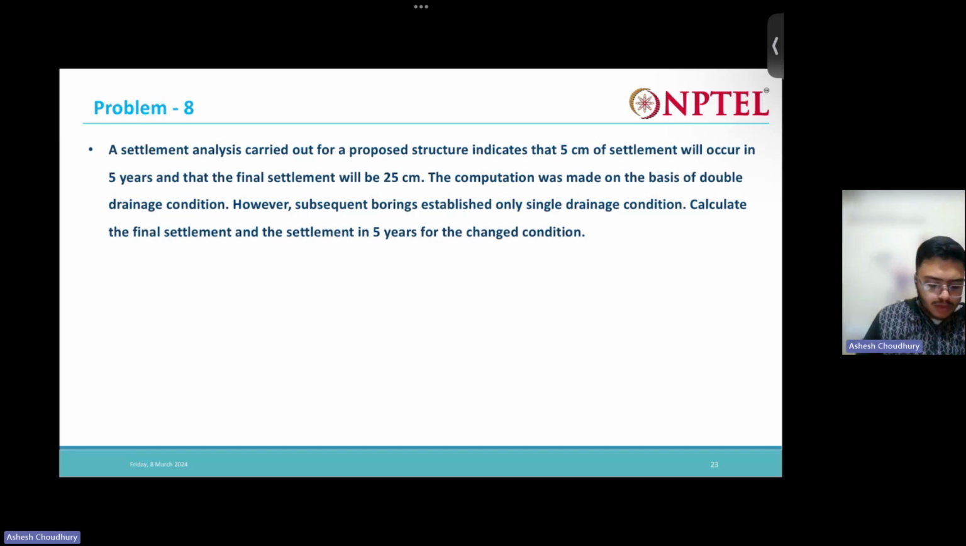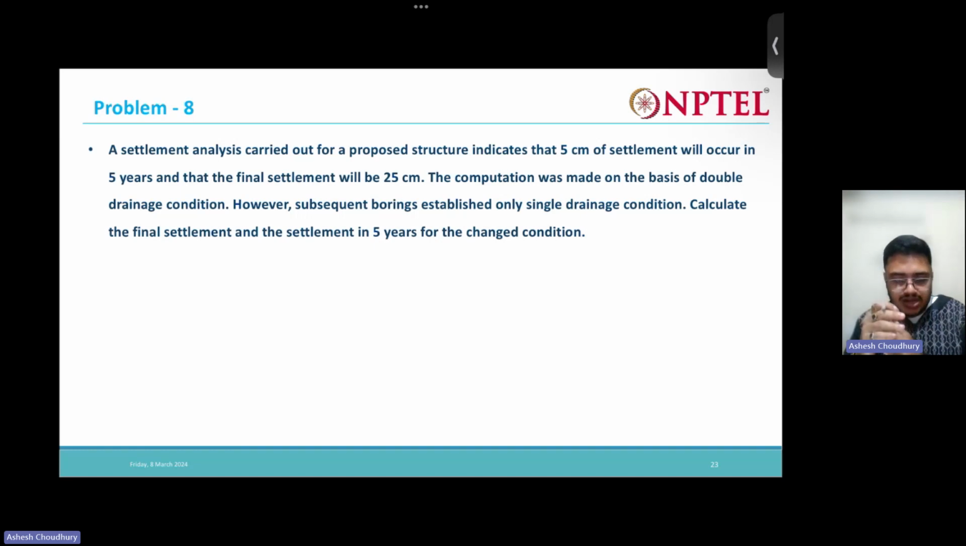Okay, that means 20% settlement is occurring in 5 years, right? 5 by 25, 20% settlement is occurring in 5 years. The computation was made on the basis of double drainage condition. However, subsequent borings established only single drainage condition. Okay, so 20% consolidation is occurring in 5 years if it is single drainage consolidation.